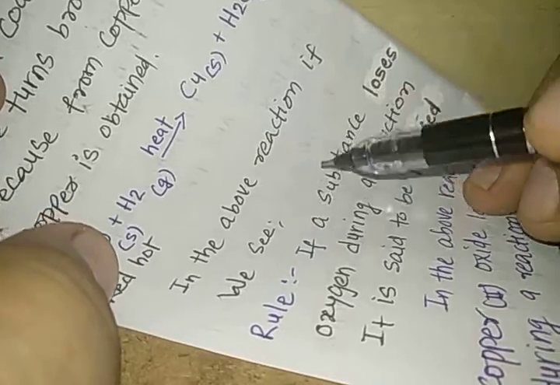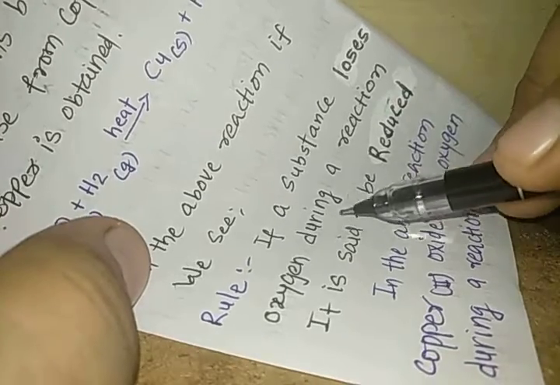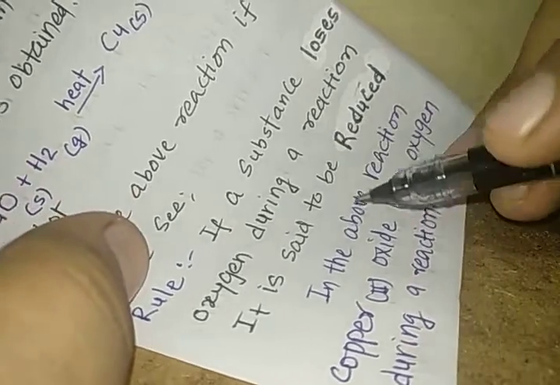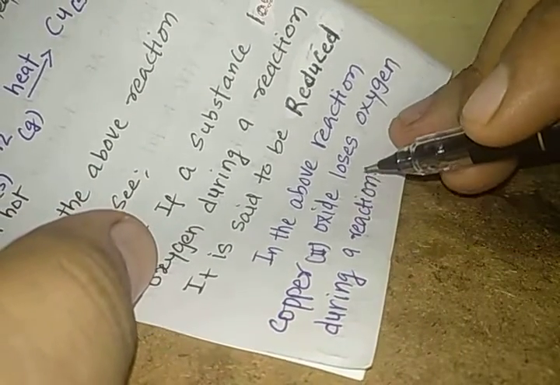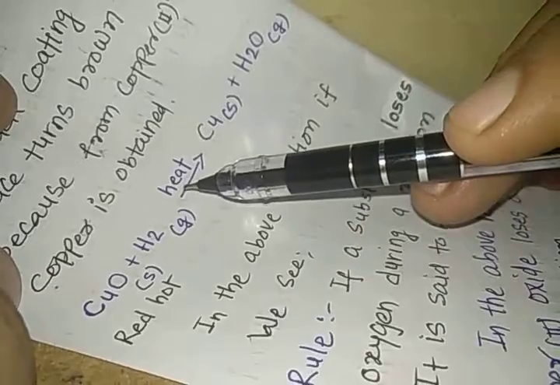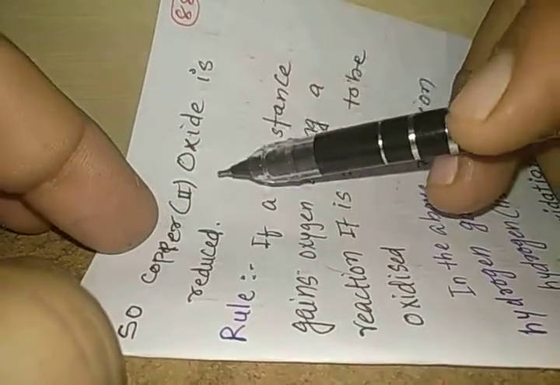In the above reaction, we have rule number one. If a substance loses oxygen during a reaction, it is said to be reduced. So in the above reaction, copper 2 oxide loses oxygen during the reaction. When this reaction takes place, copper 2 oxide loses oxygen. As it loses oxygen, we can say that copper 2 oxide is reduced.